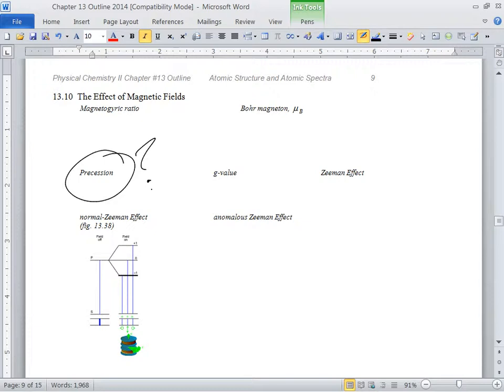So I can apply a magnetic field to get them precessing. But the point is I can apply some energy to it, get them to absorb whatever the difference between the energy states is, between one precessing angle and another precessing angle. Apply that energy. Get them to undergo the transition.